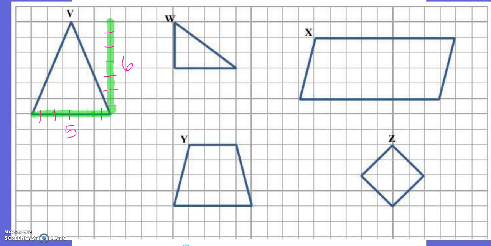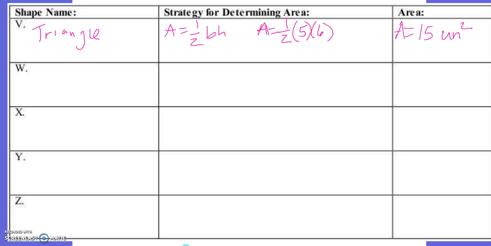Then we look at the next shape, and again we want to know how long is this base, and then how high is the vertical side. I can count my base. 1, 2, 3, 4. Notice that we're counting segments and not whole squares. I can count my height. 1, 2, 3. Then we can come back to our chart.